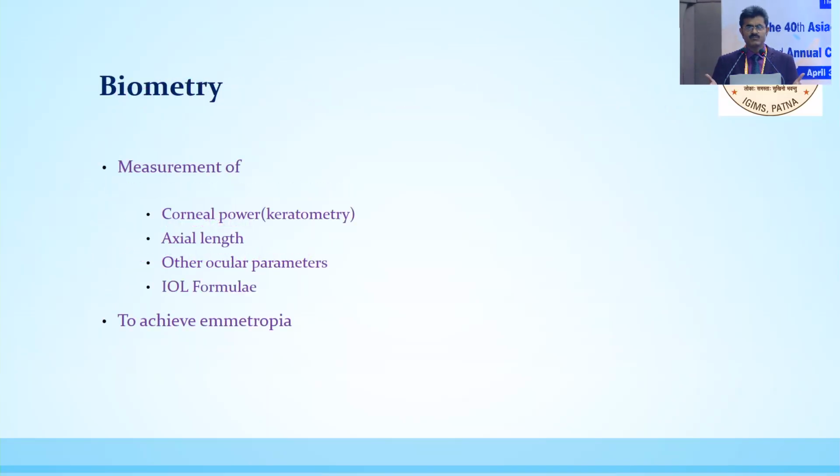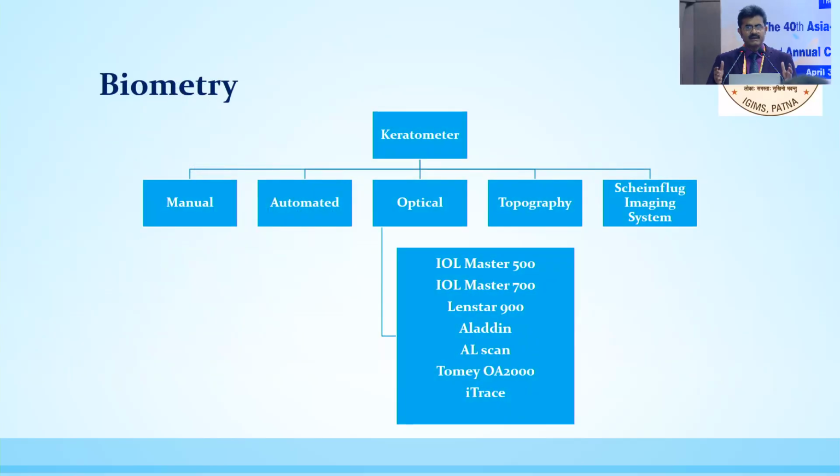So the biometry, what do we do in that? It's a measurement of the corneal power, the axial length and other ocular parameters, and the IOL formulas to achieve emmetropia. So in keratometry, we have options of manual, we had automated, we have optical biometers that do take keratometry readings, topography-based readings, and Scheimpflug imaging system-based readings.